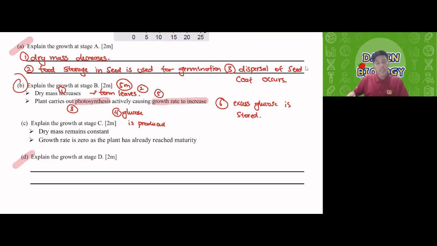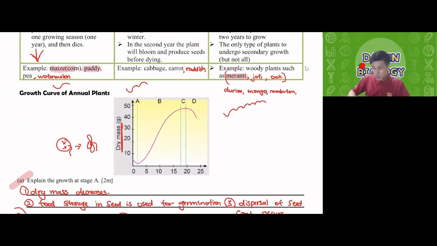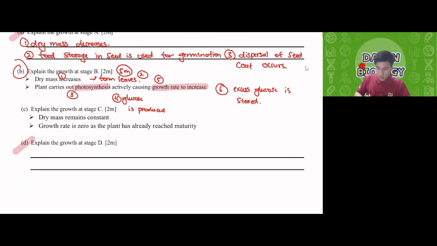Then C, just like human, once you grow until a certain age, you become mature, you cannot grow anymore. So stage C remains constant. Growth rate is 0 because the plant is already mature.